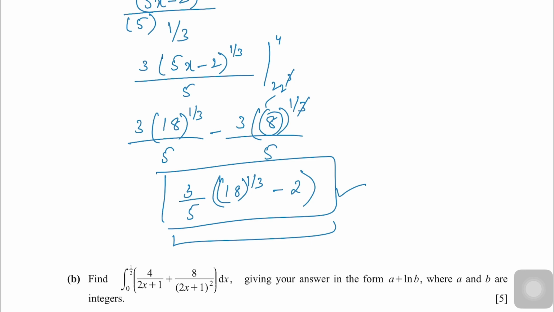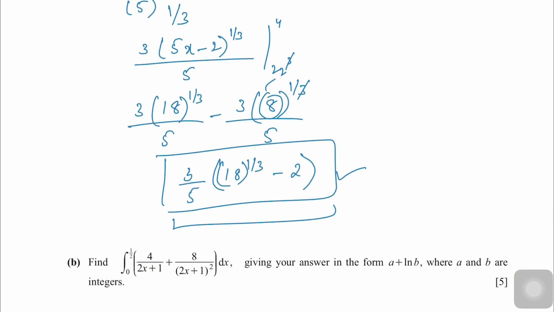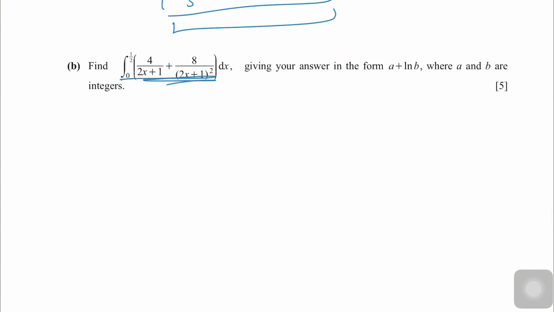Now we have to find the integral of this equation, giving your answer in the form a plus ln b, where a and b are integers. So for that, first of all we need to evaluate the integral. If we look at it closely, we have our function over here and we have our differentiation over here. So if we take 2 as common over here, this would be 2, 2x plus 1.